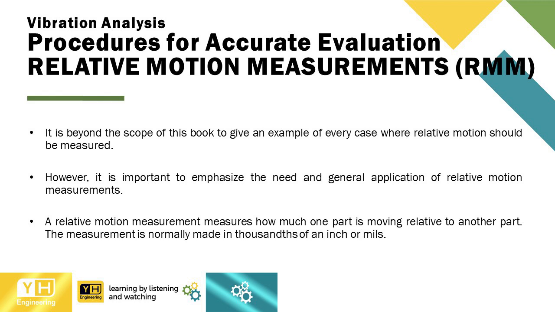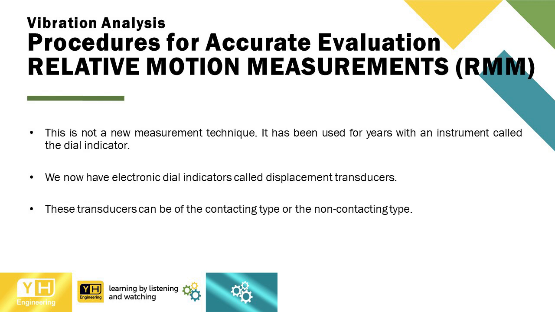A relative motion measurement measures how much one part is moving relative to another part. The measurement is normally made in thousandths of an inch, or mils. This is not a new measurement technique. It has been used for years with an instrument called the dial indicator. We now have electronic dial indicators called displacement transducers.